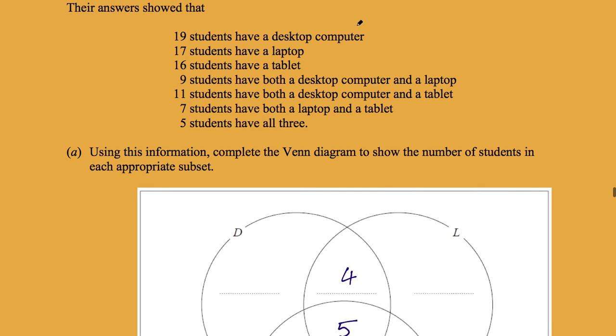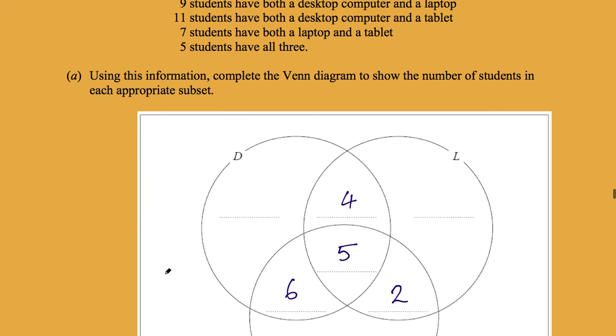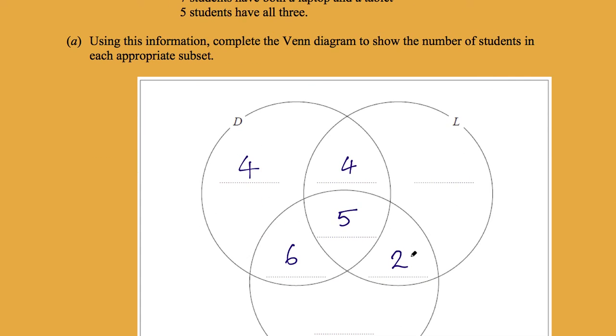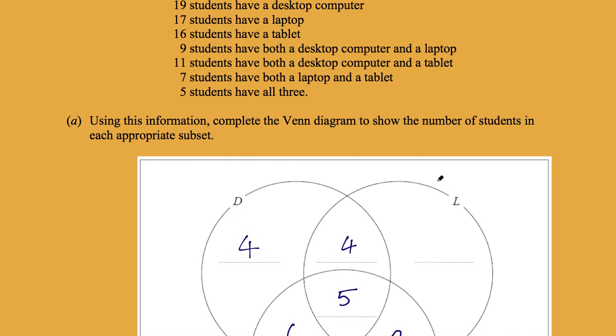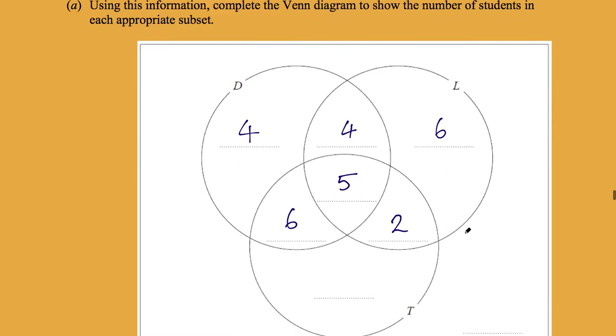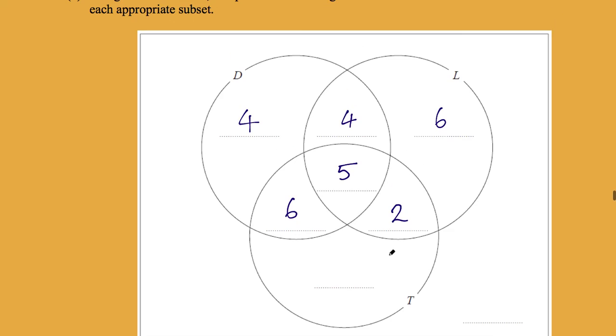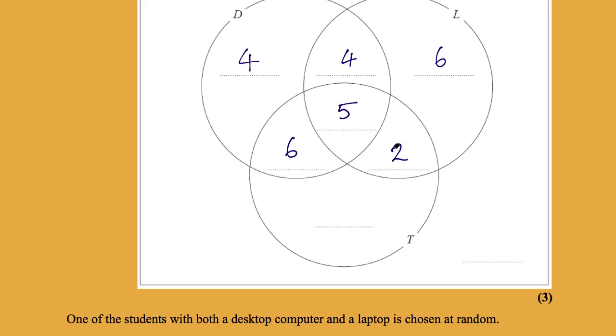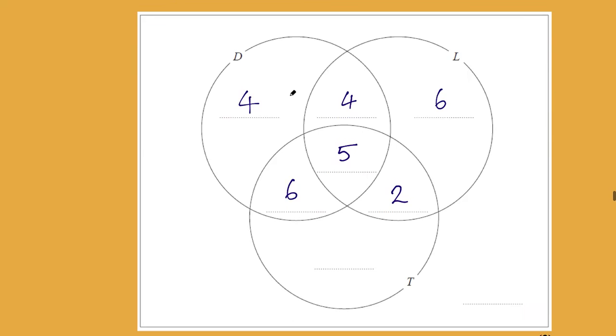Then we look at desktop overall is 19. So in the whole circle of D is 19, so 10 plus 5, 15, which means there are 4 remaining, and now this adds to 19. 17 students have a laptop, 5, 6, 7, 11, and I've got to get to 17, so another 6 in there. And T, we've got 16 with a tablet, 5, 6, 7, added 6 makes 13, and we've got to get to 16, so there are an extra 3 in there.